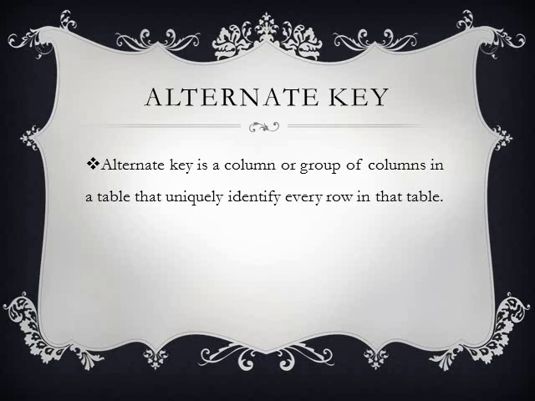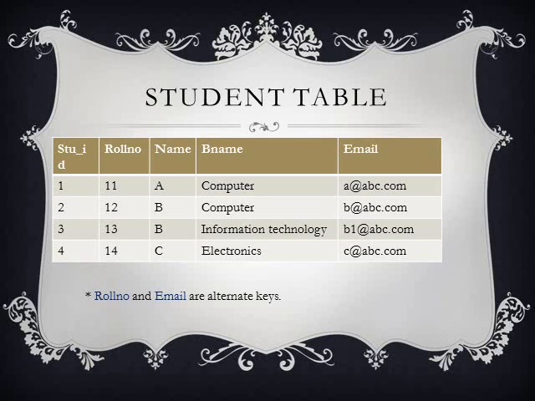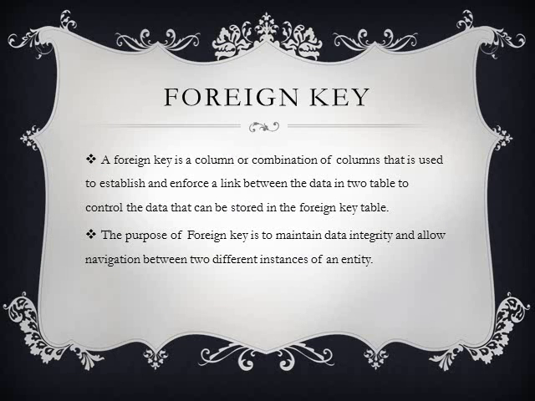Alternate key. A table can have multiple choices for a primary key, but only one can be set as the primary key. All the keys which are not the primary key are called alternate keys. In this student table, student ID, roll number, email are qualified to become a primary key, but student ID is the primary key, so roll number and email become the alternate keys.